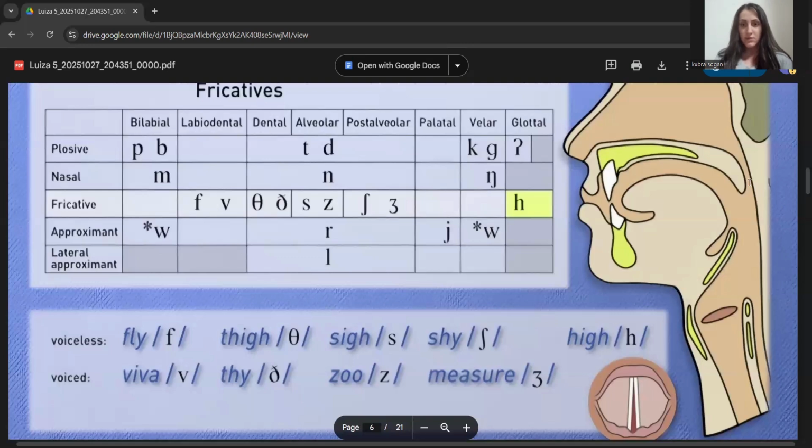So these were the fricative consonants of English. In addition to plosives and fricatives, English also has 2 affricates.